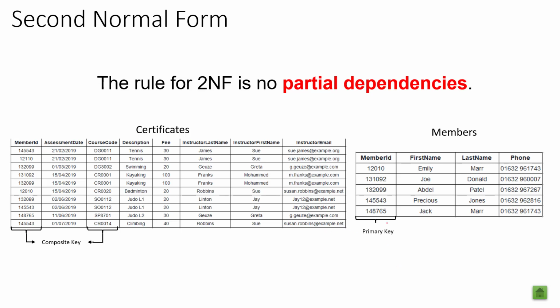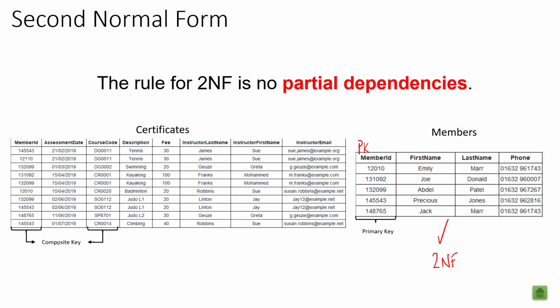The member table has a primary key made up of a member ID, and that is a single attribute. So this has no foreign keys inside it, and therefore, because it's just got one primary key, it is already in second normal form. The problem that we've got is the fact that the certificate table has a composite primary key. And remember, a composite key is two attributes merged together to make something unique. So it needs to be looked at further.